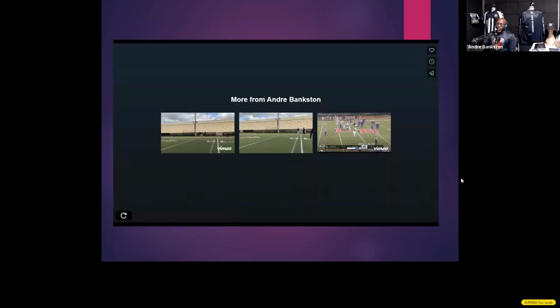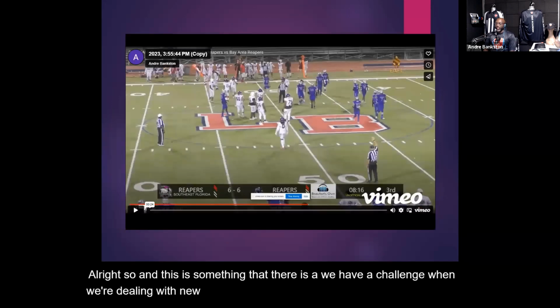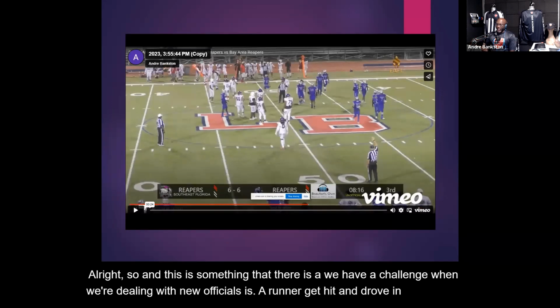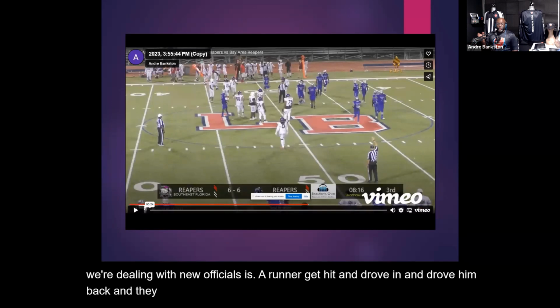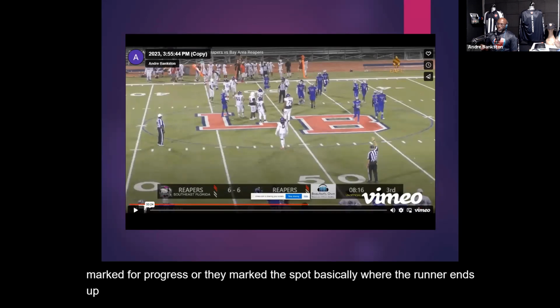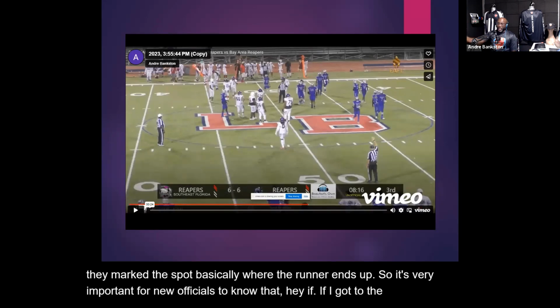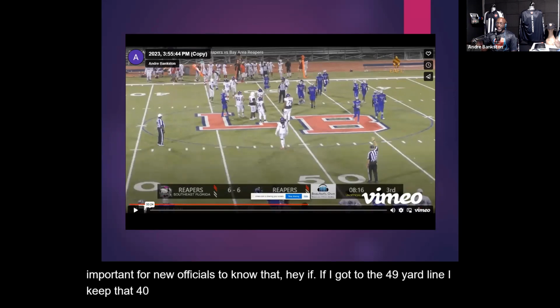All right. This is something that we have a challenge with when we're dealing with new officials: a runner gets hit and driven back, and they follow the runner, trying to stay with the play, and then they mark the forward progress, or the spot, basically where the runner ends up. So it's very important for new officials to know that if he got to the 49-yard line, I keep that 49 even though he gets driven back.